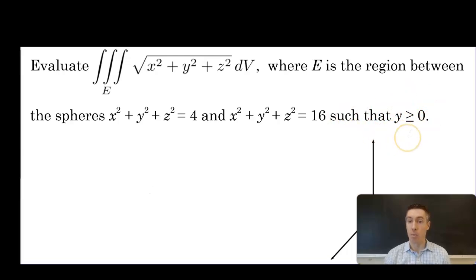I'll highlight the fact that y greater than or equal to 0 means you're only going to have half of each of these spheres. It's just a matter of what half you're looking at. So try this setup, play the video, see how you did, and then we'll keep moving.